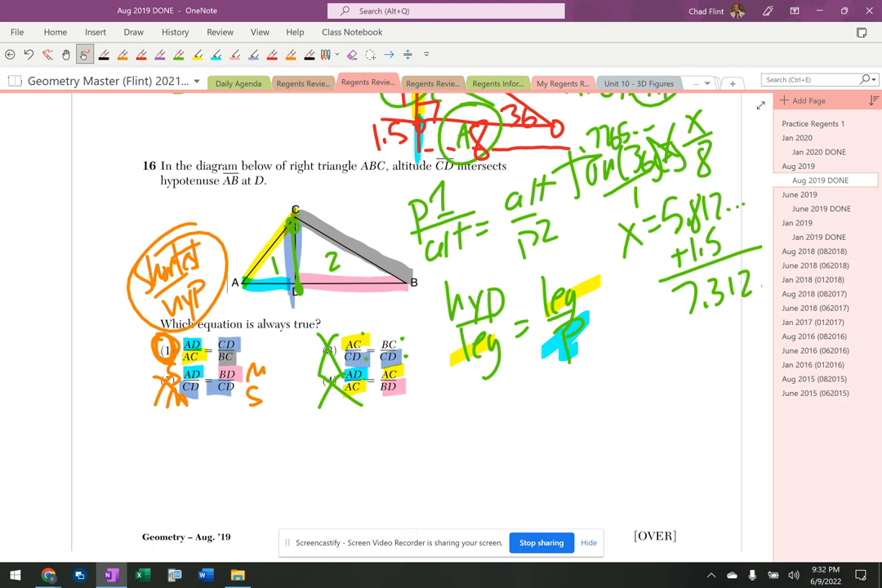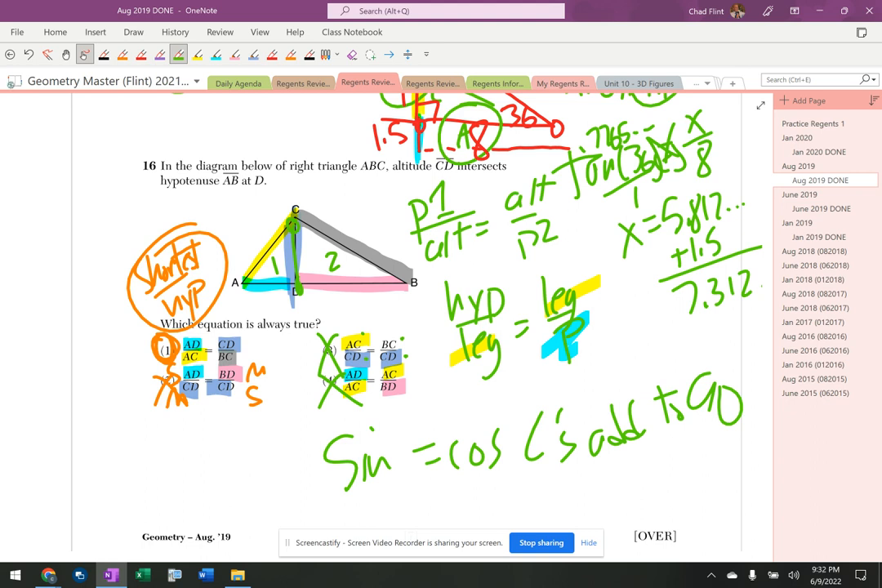I'm not sure. I know that you can do sine equals cosine, angles add to 90, and try to reason your way through that. But the problem with that is none of them are sine and cosine. I think these are upside down signs. So really this doesn't even work very well. Just a nasty, ugly problem that to me has no point being on a test like this.